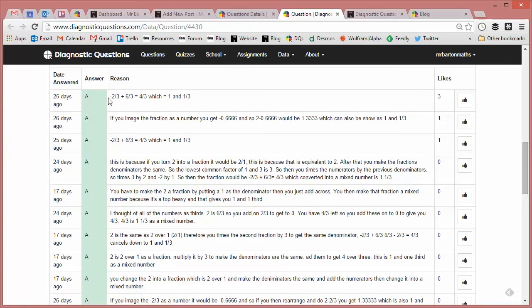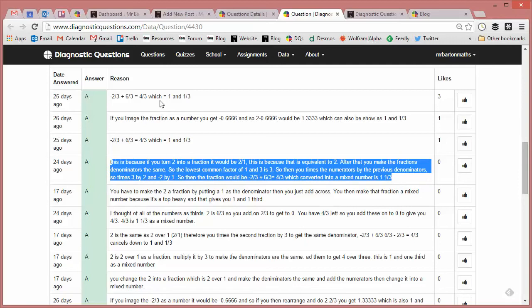I like this one, just nice and concise and simple, just changing the fractions over to thirds, and then knowing that minus 2 over 3 plus 6 over 3 is equal to 4 over 3, which is 1 1/3. And indeed, that's the most popular answer, nice and concise. But there's some absolutely beautiful ones given here. This explanation here is kind of a longer form of that first one, and it just talks through the logic of why you need to change them, which is an absolutely lovely thing that I really like.